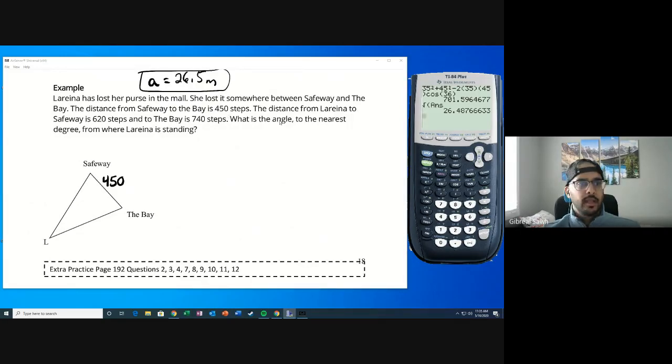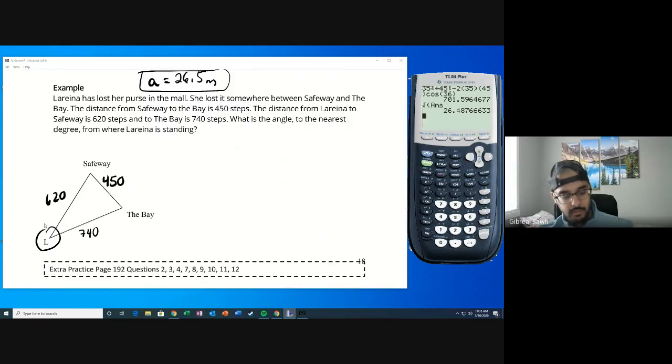Okay, the distance from Lorena to Safeway is 620. And to the Bay is 740. So there's our scenario. What is the angle to the nearest degree from where she's standing? Right there, we're trying to find angle L.